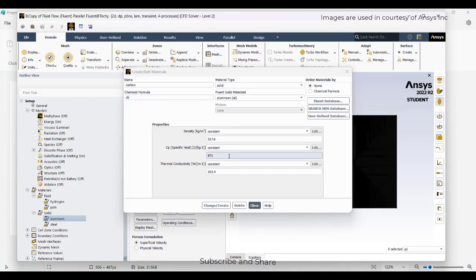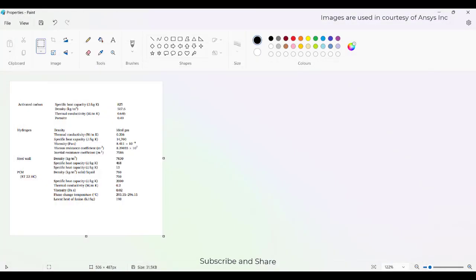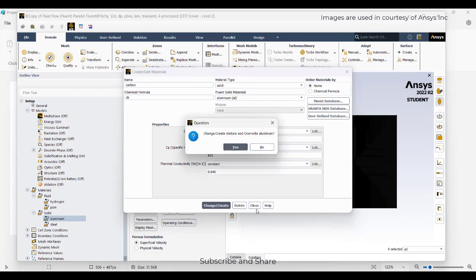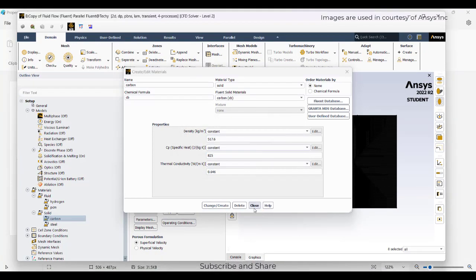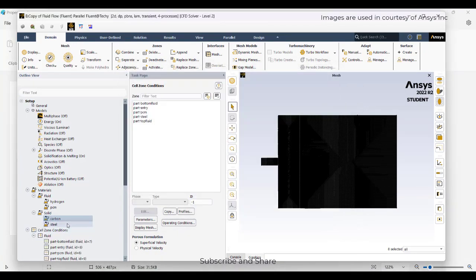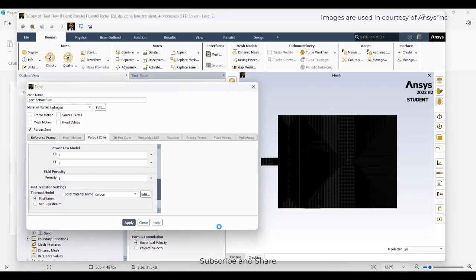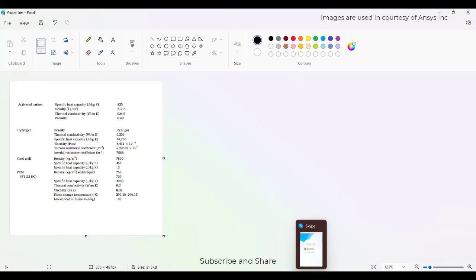Specific heat is 825, and thermal conductivity is 0.646. Change rate, yes. The bottom fluid, that is carbon, and the porosity is given as 0.46. This is 0.49, sorry.